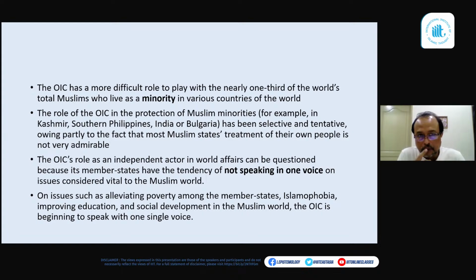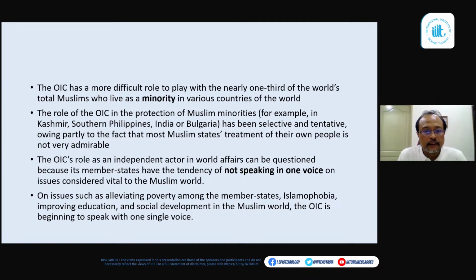Among the more difficult roles for the OIC to play is with the nearly 1/3 of the world's total Muslims who live as a minority in various countries of the world. I think one of the topics from political science was Muslim minorities, and I think you have seen this, and the OIC finds it difficult, of course, to deal with this. Examples include Kashmir, southern Philippines, southern Thailand, for that matter, India, Bulgaria, and a few other countries. So actions by the OIC have been selective and also tentative, and this needs to be addressed.